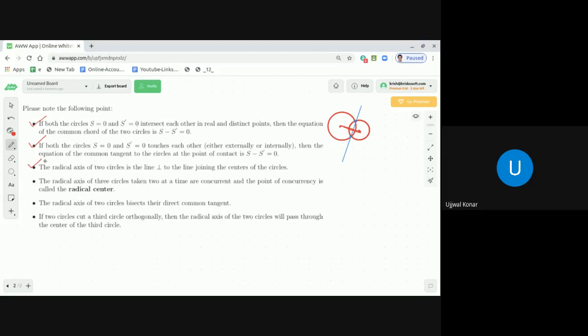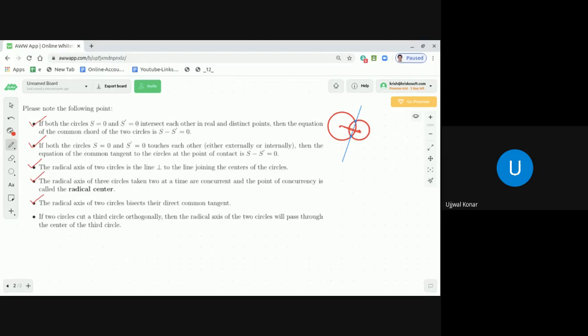The radical axes of three circles taken two at a time are concurrent, and the point of concurrency is called the radical center. I repeat, the radical axes of three circles taken two at a time are concurrent, and the point of concurrency is called the radical center. Next point is that the radical axis of two circles bisects their direct common tangent.